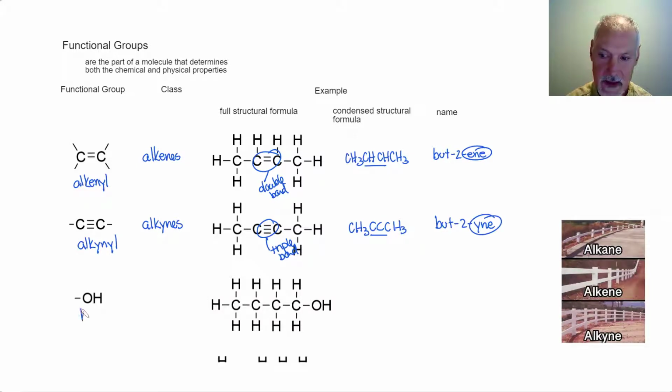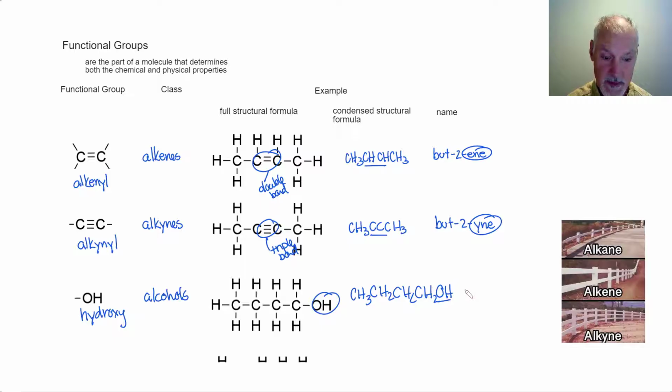Moving on down, we have the hydroxyl functional group. And this is characteristic of a class of chemicals that are called alcohols. Here we can see that OH combination at the end of the molecule. Now this particular one, if we look at its condensed formula, CH3, CH2, CH2, and then CH2OH. It's that OH combination that gives it away.